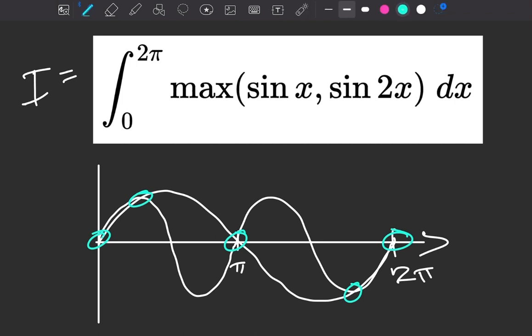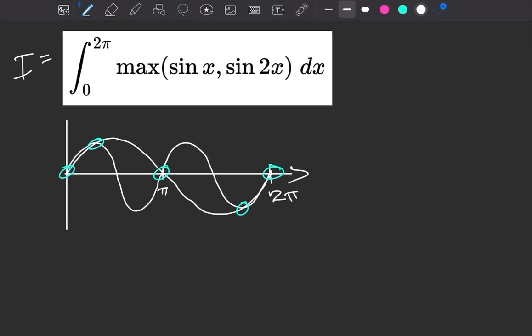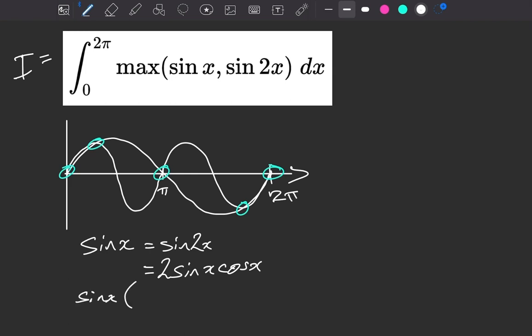To do that then, we'll just set the two functions equal to each other. So we'll have that sine x equals sine 2x. Now if we use the double angle formula on sine 2x, we get that that's 2 sine x multiplied by cos x. We can now bring everything to the right hand side and factorise. We'll have sine x multiplied by 2 cos x minus 1 is equal to 0.